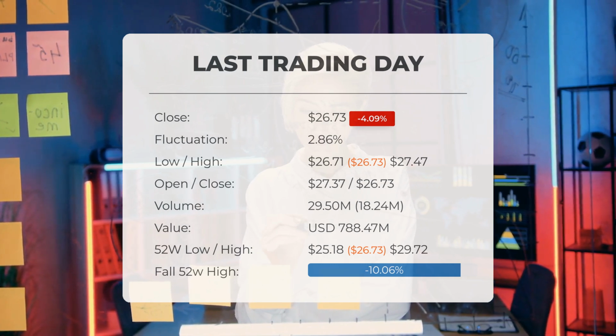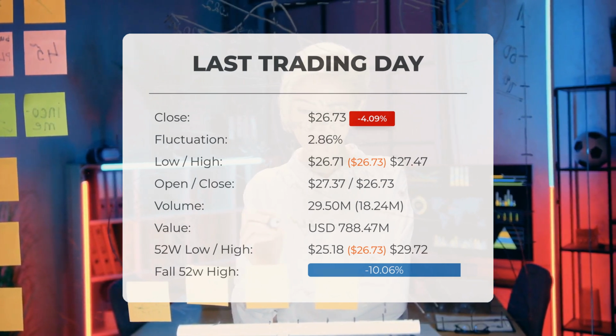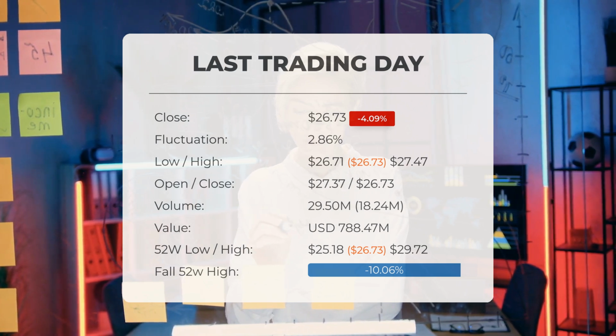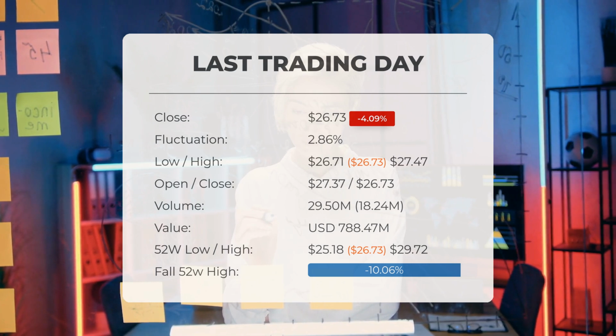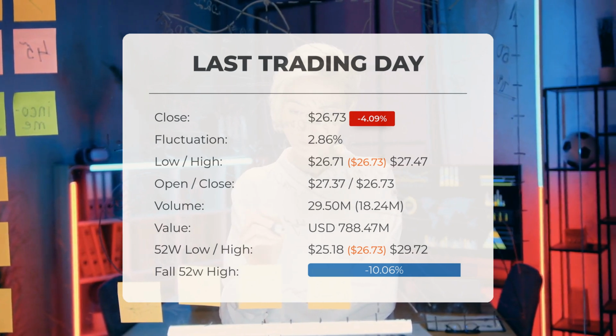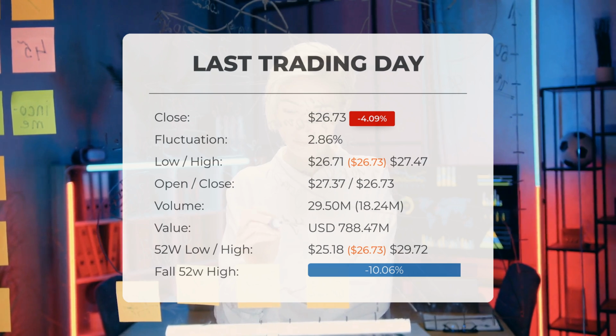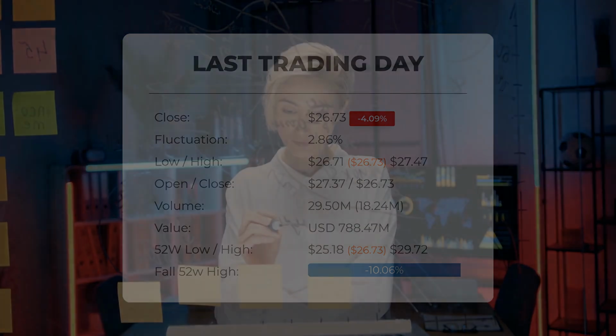Currently, the price stands 10.06%, or $2.99, below the 52-week high, and 67.3%, or $55.01, below the all-time high reached on the 14th of January, 2022, when the price hit $81.74.